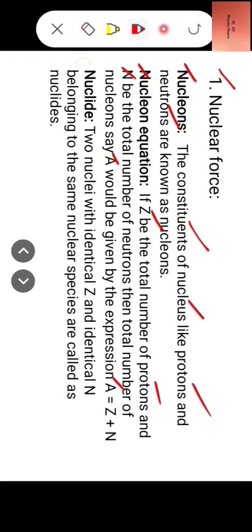Now the next term we have to understand is nuclide. The two nuclei with identical Z and identical N belonging to same nuclear species are called as nuclides.